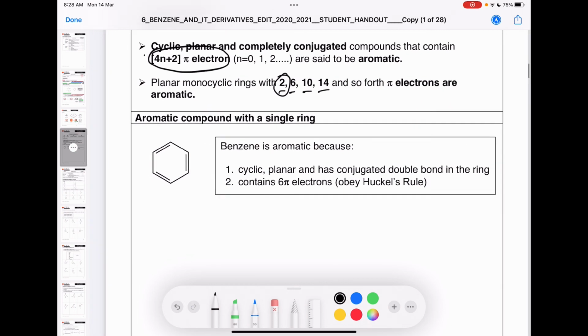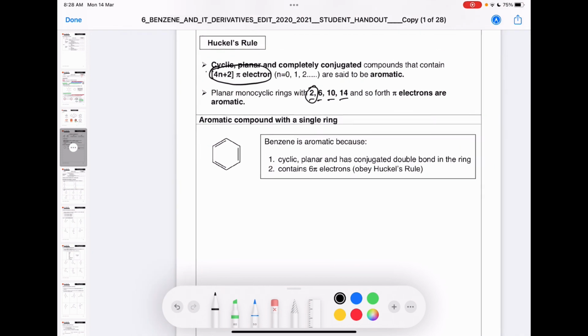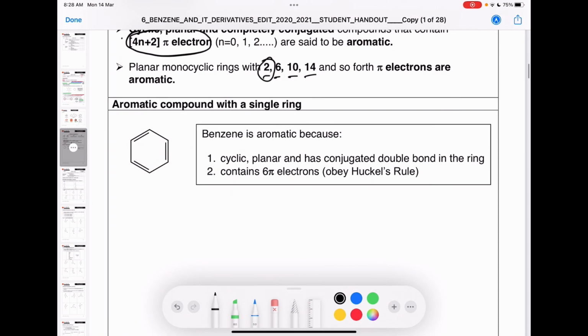So this is it. And itu sahaja pengenalan untuk benzene ring. So can proceed to the next video. I'm going to talk about how to give name to the benzene ring.